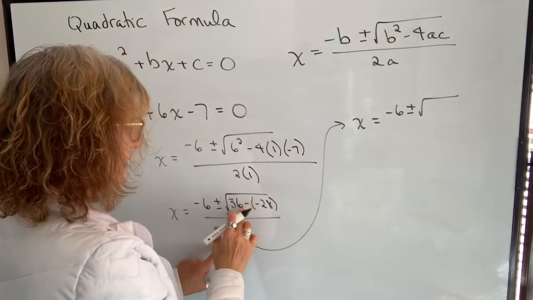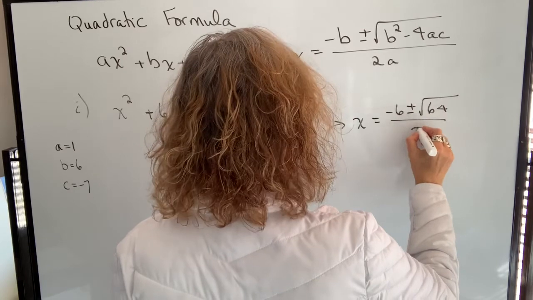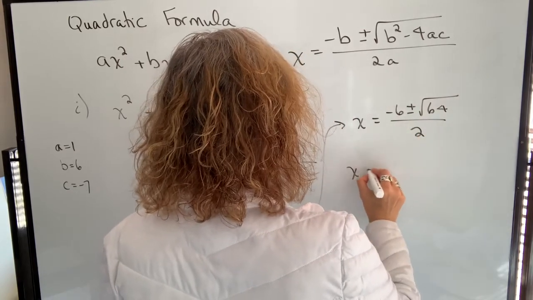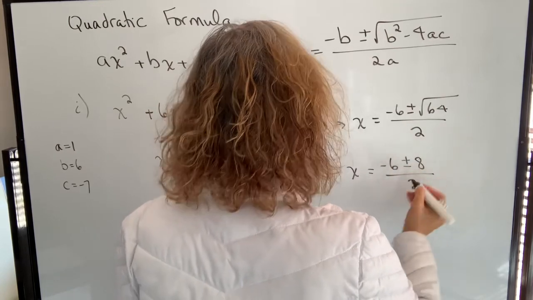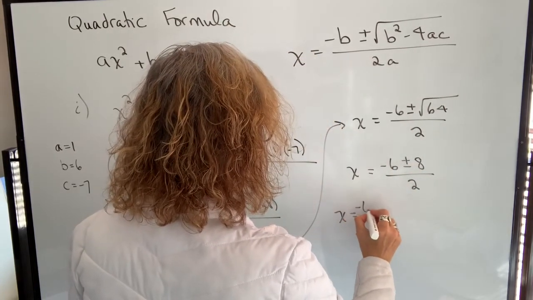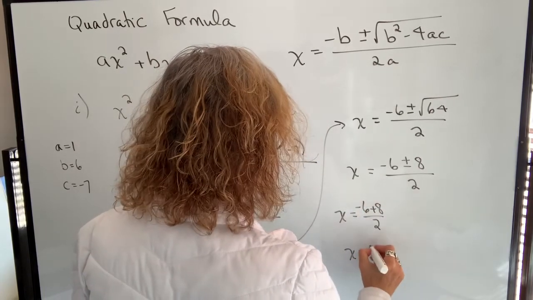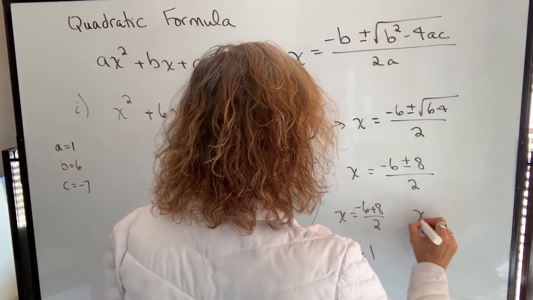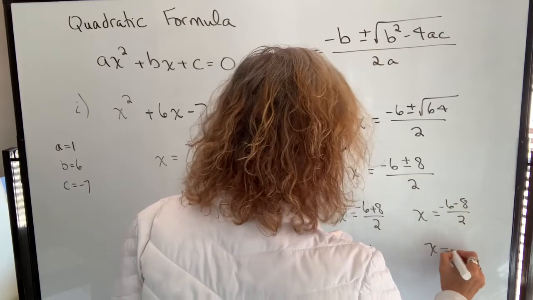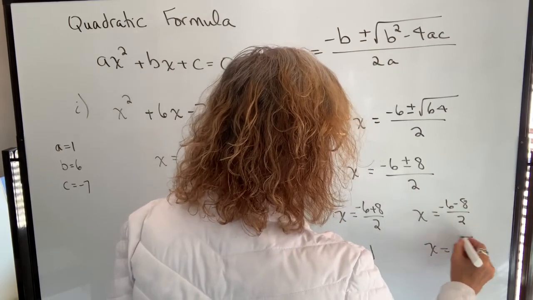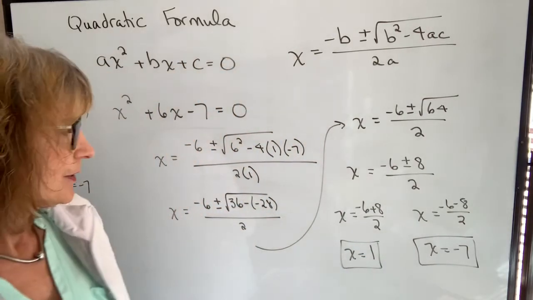So that becomes 36 plus 28, which would be 64. And we know that's equal to 8. So my two solutions would be negative 6 plus 8 over 2, which would be positive 2 over 2, which is 1. Or x is equal to negative 6 minus 8 over 2, which is negative 14 over 2, which is negative 7. Those are my two solutions.